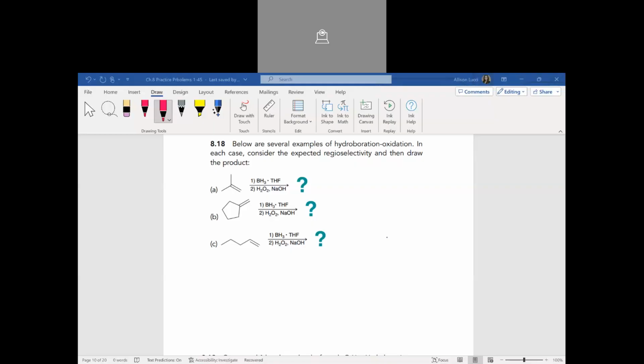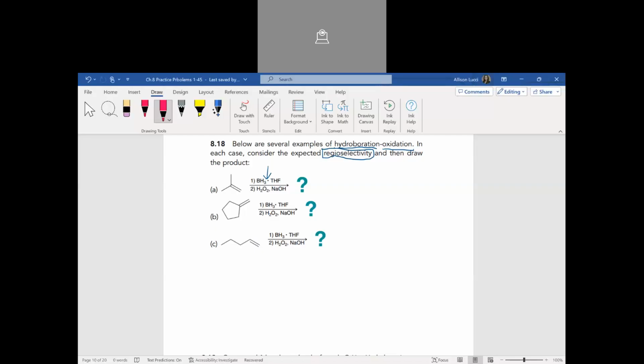Problem 8.18 shows us some examples of reactions that undergo hydroboration, oxidation. So we should be familiar now with the reagents that are needed to perform this type of transformation. So we have our borane, our tetrahydrofuran in step 1, and then we have hydrogen peroxide in basic conditions listed for step 2. So they ask us to consider the regioselectivity for these types of reactions and then draw the product.